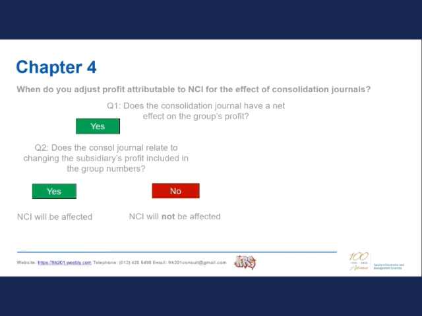If your answer to the first question, does the consol entry have a net effect on group's profit, is no, NCI will not be affected. NCI only exists in the group and is measured from a group perspective. If group profit doesn't change, the measurement of NCI should also not change.